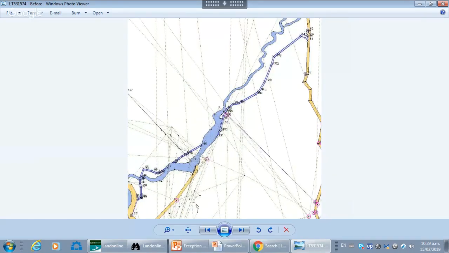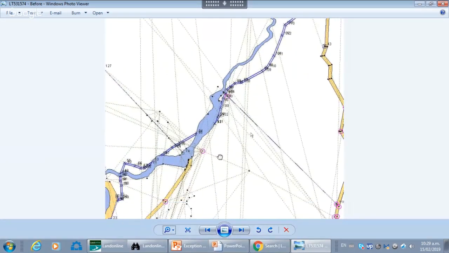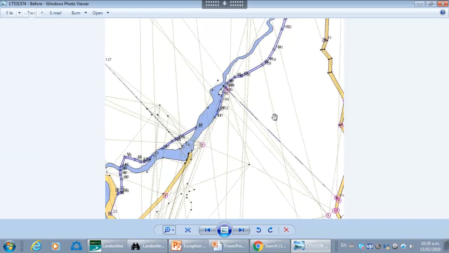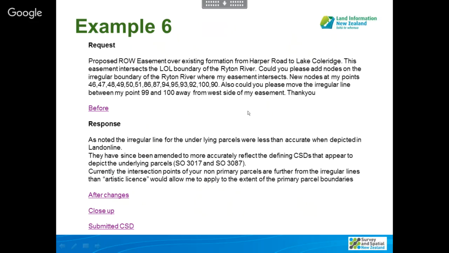So this is what was submitted. You can see the non-primary parcels and where they intersect at the hydro boundary. So on initial evidence, that seemed like a fairly cut and dry case, but when we looked at it further and did some comparison between the underlying plans that define this river and Landonline, it was noted that there are actually quite some discrepancies there, and it wasn't actually doable to leave the river in that current position, because it would have had effect and did have effect on the extent of the easements.